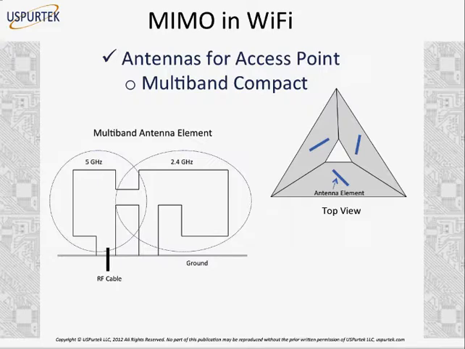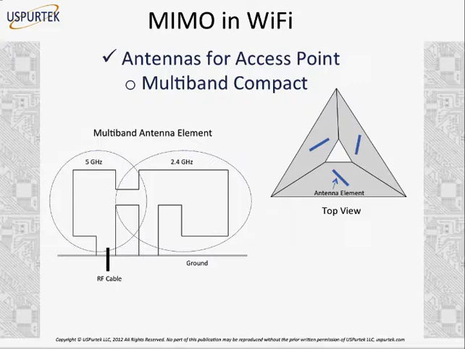But let's move to the next, where there is a design for compact access point antennas. Here you see a multi-band compact antenna design. Each element has an inverted F shape and has 2 parts. The left part is the 5 gigahertz antenna element and the right part is for 2.4 gigahertz. From the top view, you see there are 3 such slanted antenna elements spaced at 120 degrees apart to provide satisfactory omnidirectional and multi-band coverage.